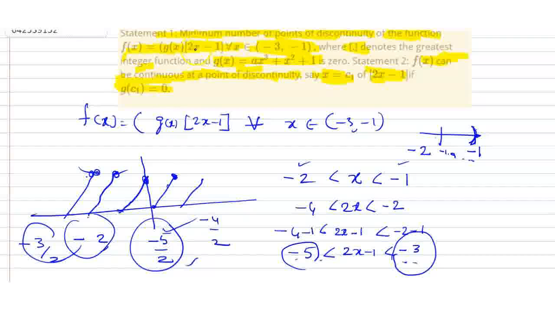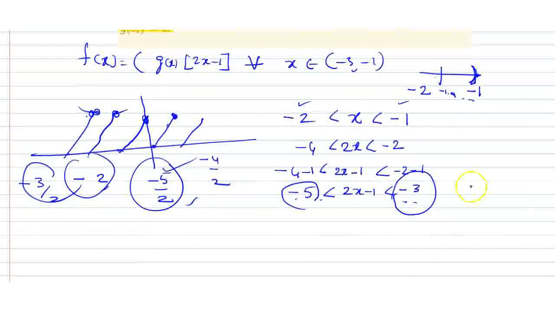But what the statement said, minimum number of points of discontinuity of the function fx is equal to gx into greatest integer of 2x minus 1 for all x between minus 3 to minus 1, where this denotes greatest integer function and gx is equal to this is 0. But we got 3. So statement 1 is false.